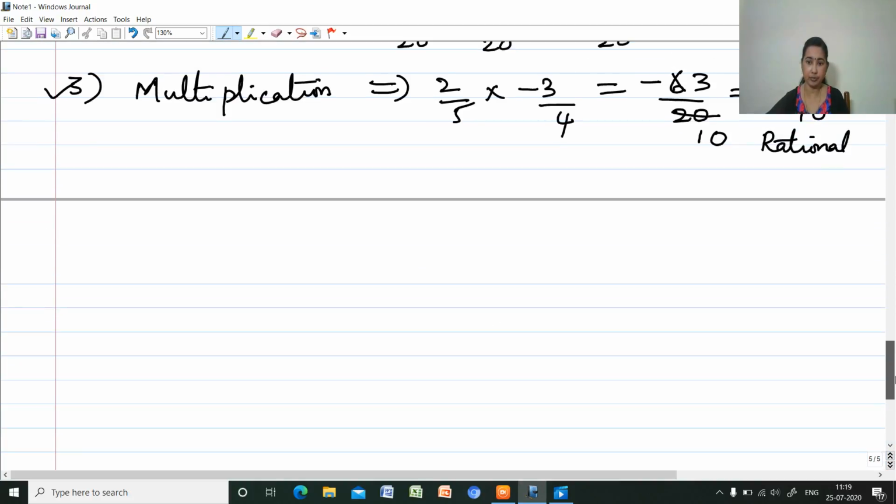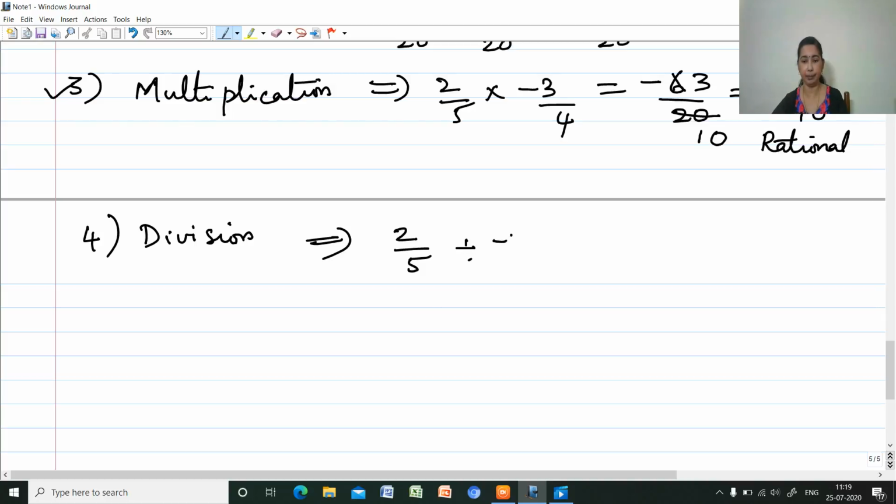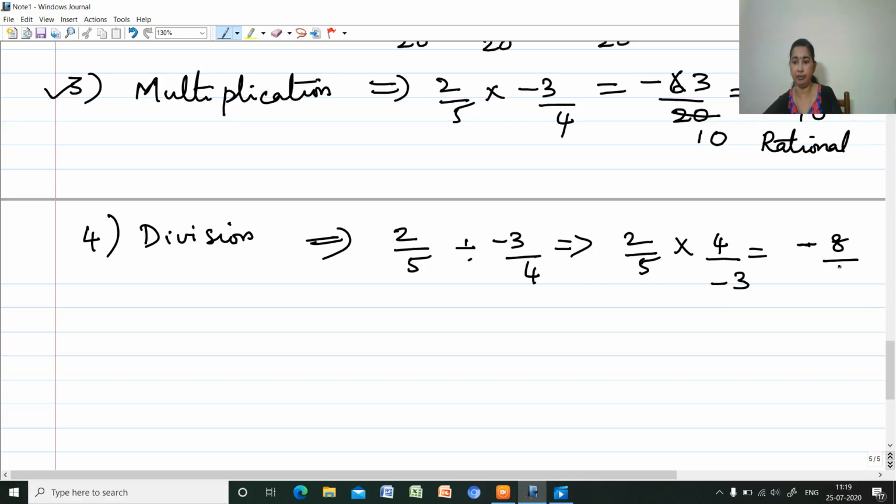Now the fourth operation which we have to check is division. What happens if two rational numbers are being divided? For any two rational numbers, if they are being divided, it will be okay. That is, 2 by 5 divided by minus 3 by 4 means you will get 2 by 5 into the reciprocal of this, that is 4 by minus 3. So that is minus 8 by 15. That is again a rational number. So for any two rational numbers, if you are dividing, you will get like this.